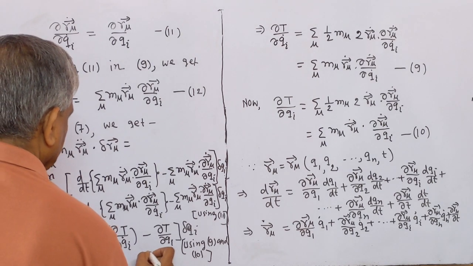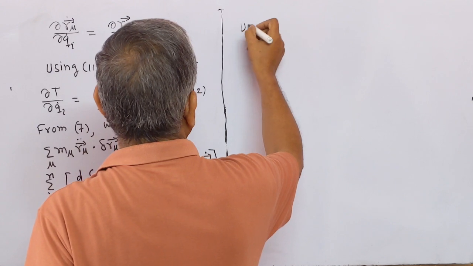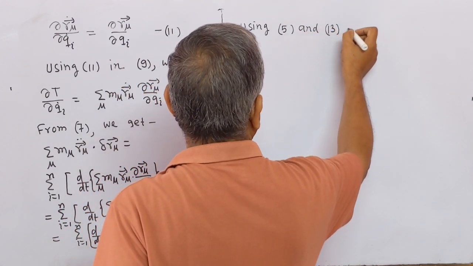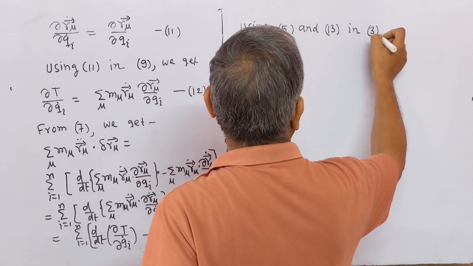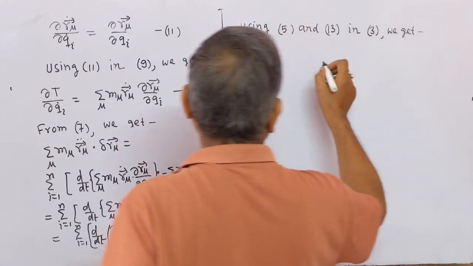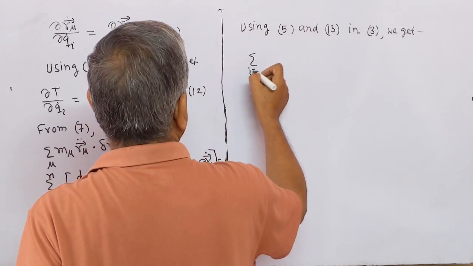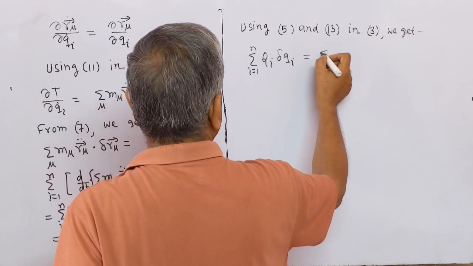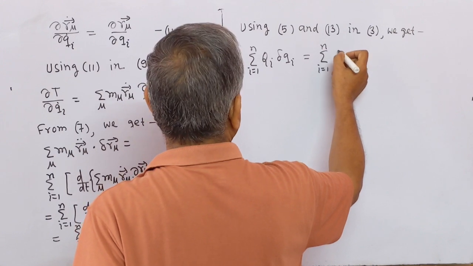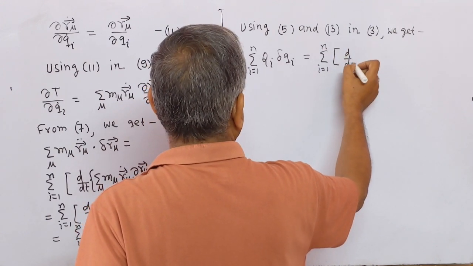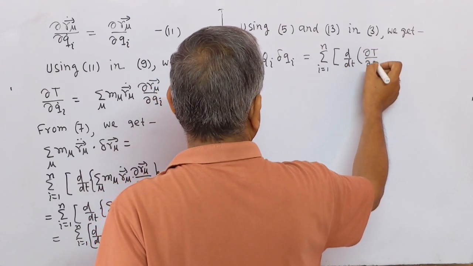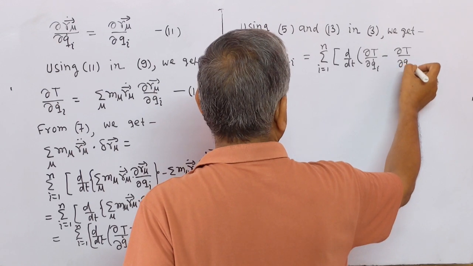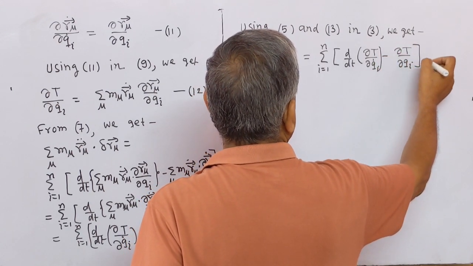Let this be number 13. Using 5 and 13 in 3, we get sigma i equal to 1 to n Qi delta qi equal to sigma i equal to 1 to n d by dt, partial derivative of T with respect to qi dot minus partial derivative of T with respect to qi, delta qi.